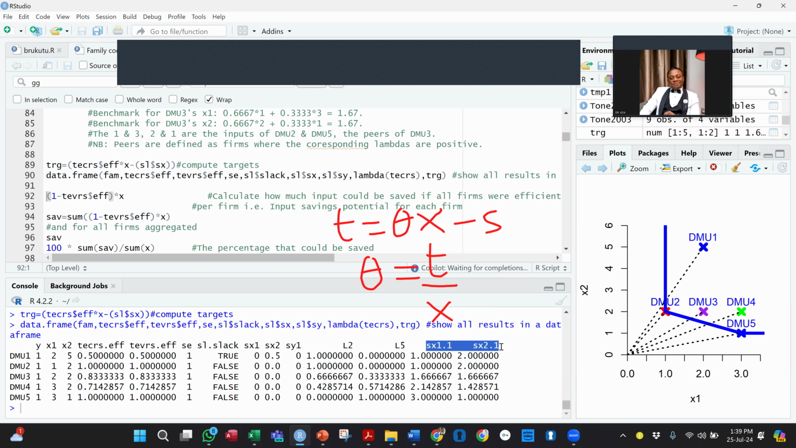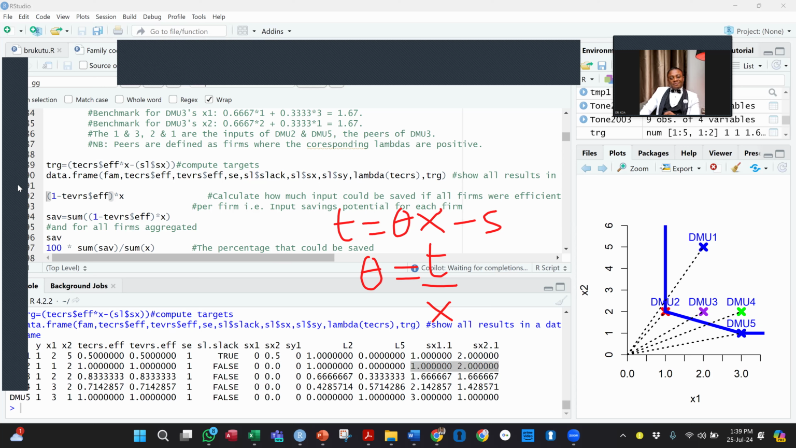So watch it very carefully. Let's go to those that are efficient first. In this data set, remember the efficient ones are DMU 2 and 5. Look at DMU 2. The target, remember the inputs are 2. So X1 target, X2 target. X1 target is what? 1. X2 target is what? 2. Now, let's compare that with the actual values.